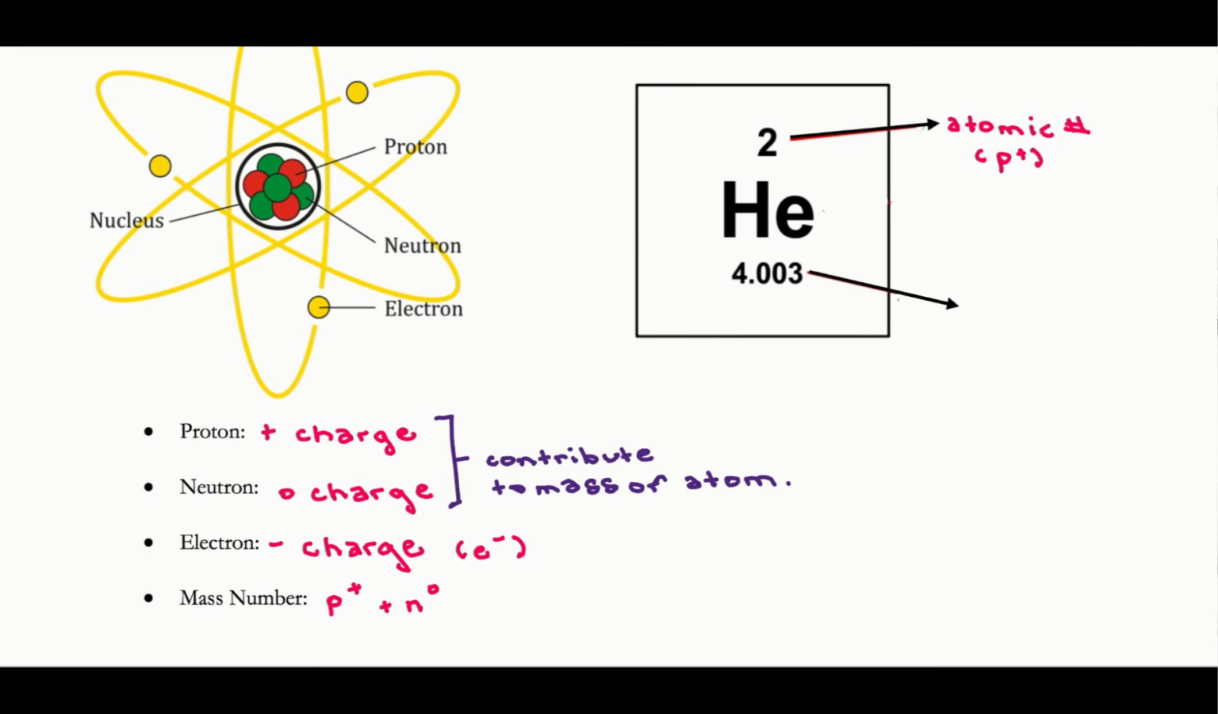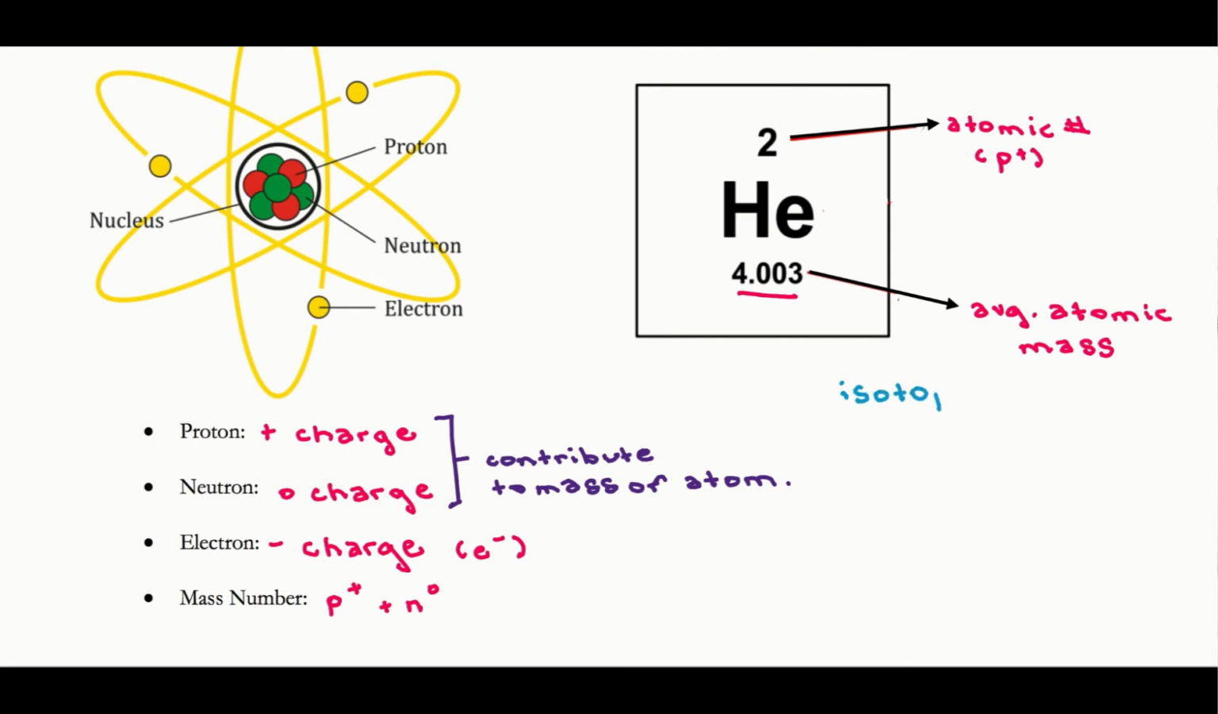Okay? The next number that you'll see is 4.003. Now that represents the average atomic mass of helium. What this number is, is exactly what it sounds like. It is an average of all of the different mass numbers that exist for helium. Okay, what exactly does that mean? Well, remember, mass number is the number of protons and neutrons. And remember, I told you that if you change the number of neutrons, you will get what is called an isotope.